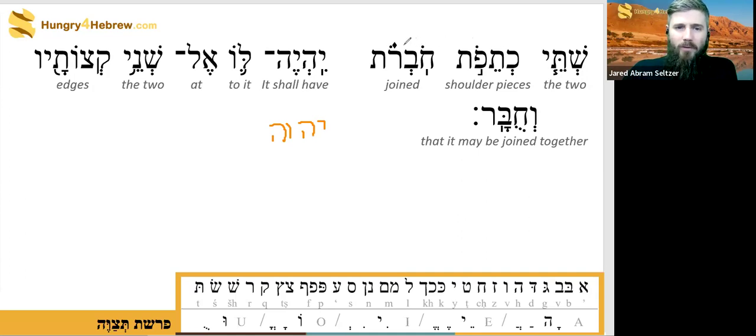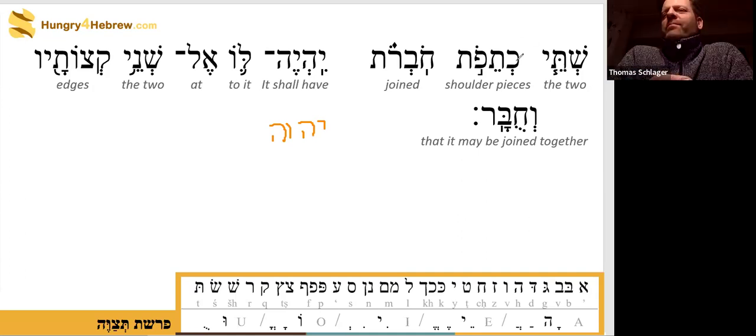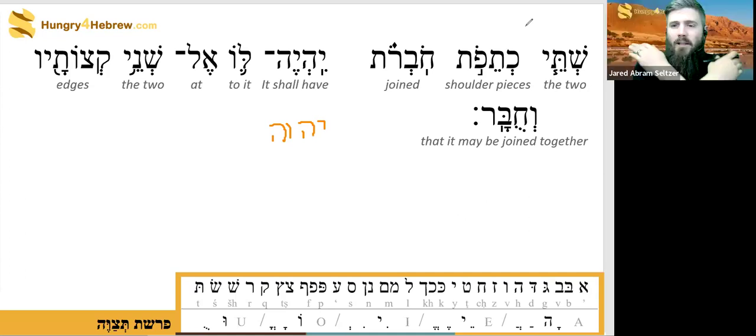Shtei chetefot choverot yihye lo el shnei ketzotav vechubar. Excellent. Shtei is from the number shtayim, but it's in construct form, the two of. Ktafayim are your shoulders. So here, ktefot, it's the pieces related to the shoulders, the shoulder pieces.